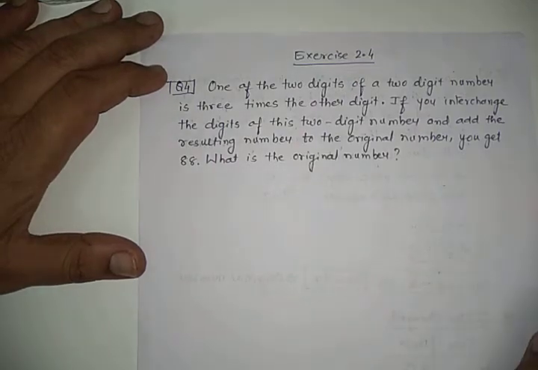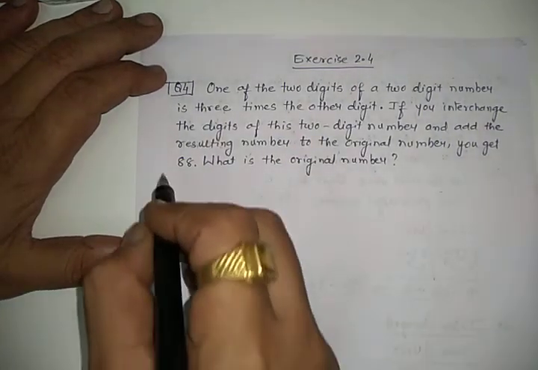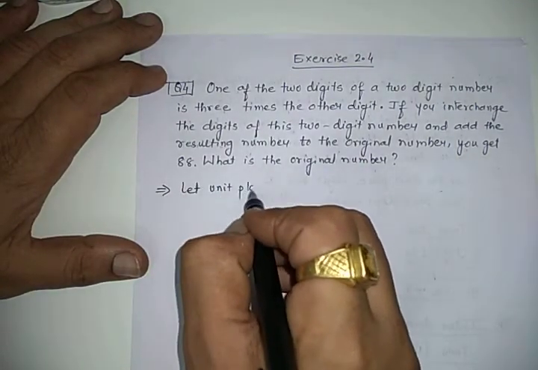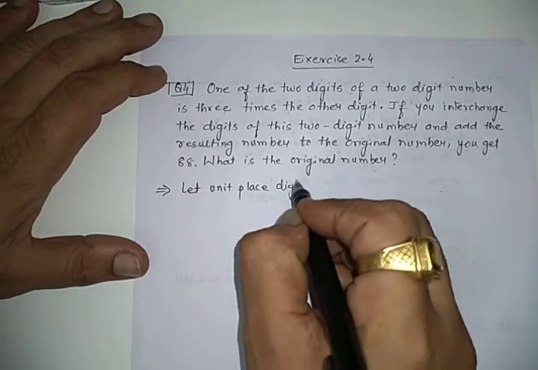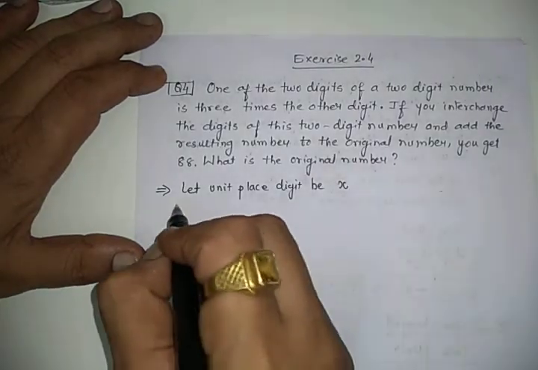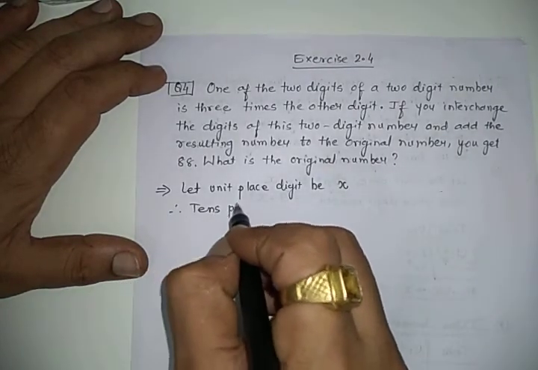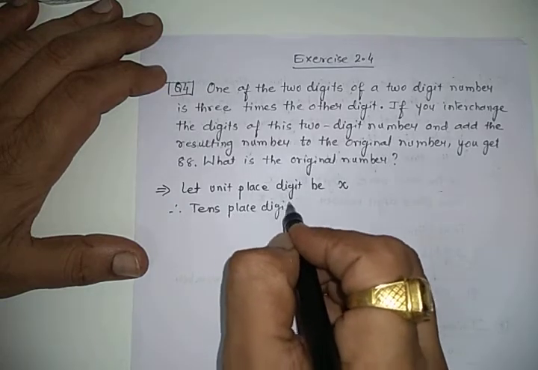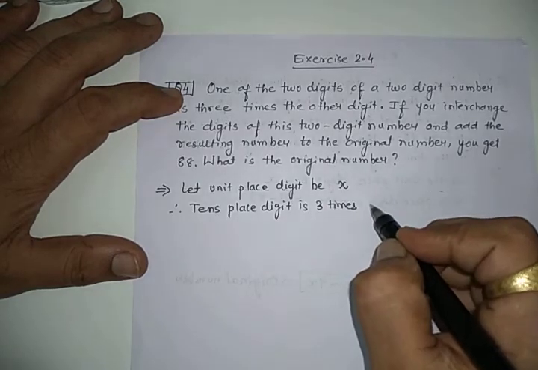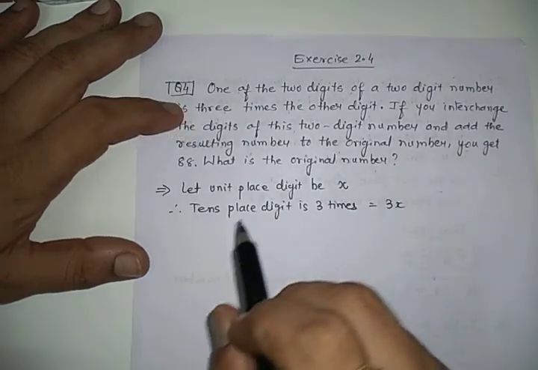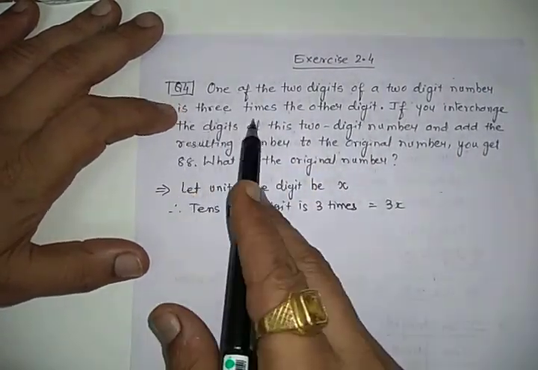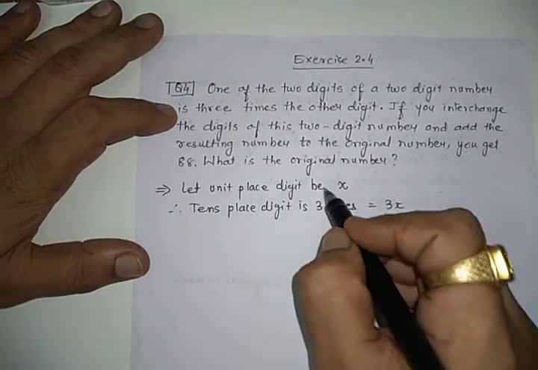But first we don't know which is the unit place digit and which is the tens place digit. So first we will start with: let the unit place digit of that two-digit number be x. Therefore the tens place digit is 3 times, that is 3x, as per the question.